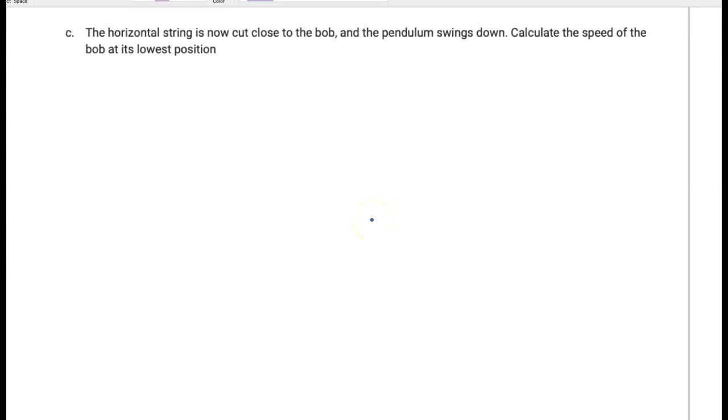Now they say the horizontal string is cut close to the bob and the pendulum swings down. Okay? Calculate the speed of the bob at its lowest position. So let's go ahead and do that. We know that it's getting cut right here, so it swings here through. We said earlier that we know that this is the length.